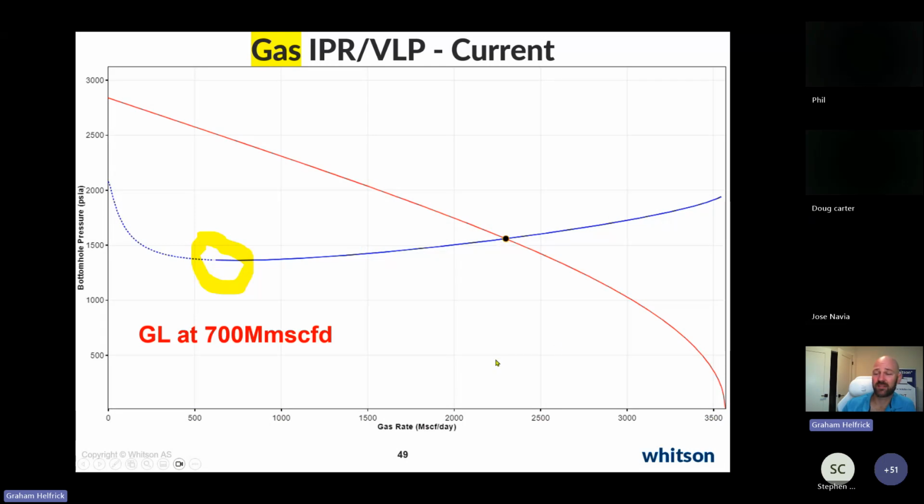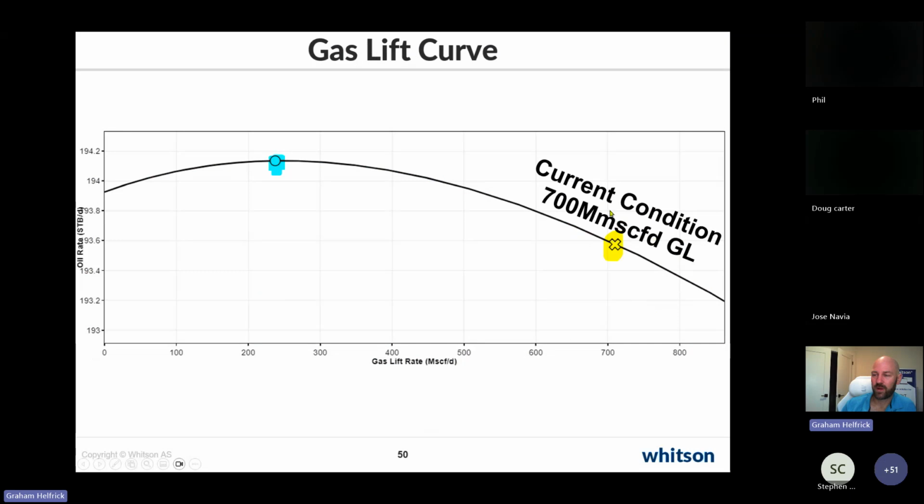What does the gas lift curve look like? This is where we're operating now. This is the theoretical peak liquid rate. So if you ever see this, where your current operating point is to the right of the peak rate, it means you're over injecting gas lift.